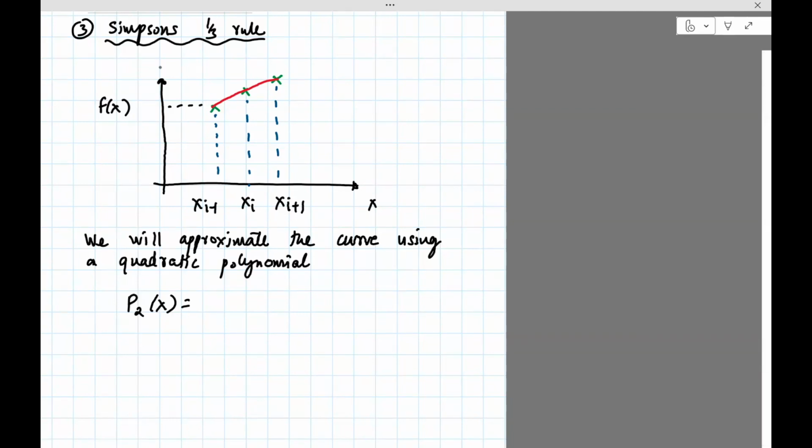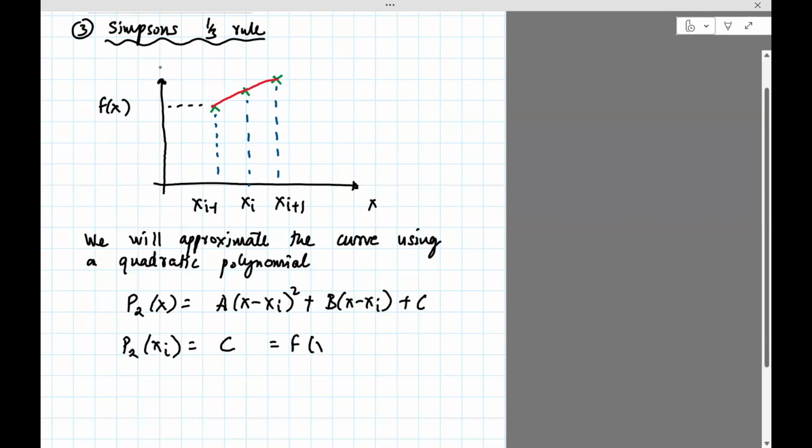Let's say that's p2 of x, and I could choose a x square plus b x plus c, but just to make my life easy, I'll choose it to be a (x minus xi) square plus b (x minus xi) plus c. The benefit of using something translated by xi is that when I substitute x equals xi, you'll only get c, so you'll be able to figure out one of the constants. This should be the value of the function f of xi.